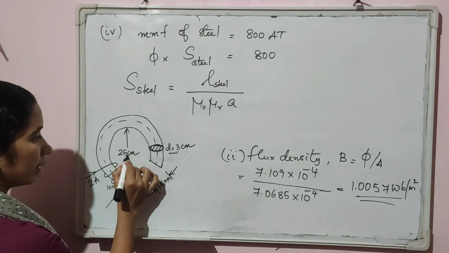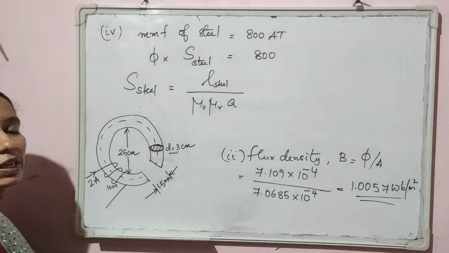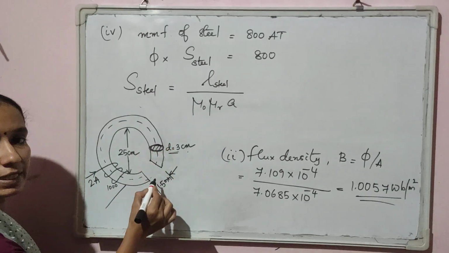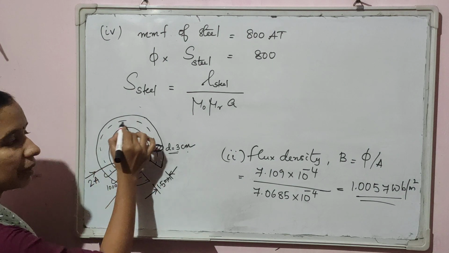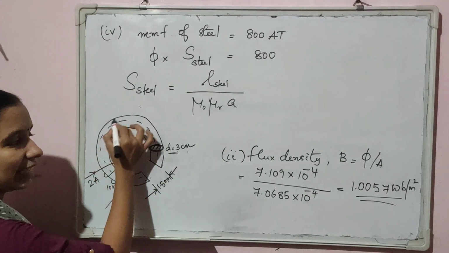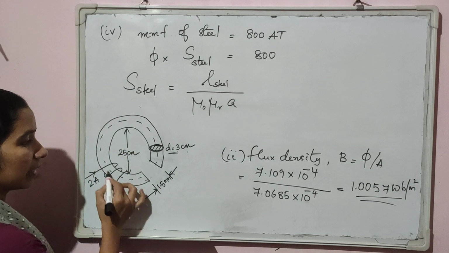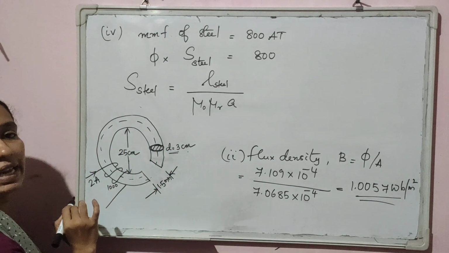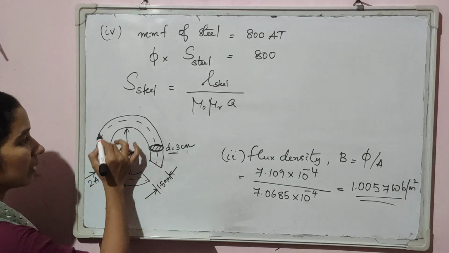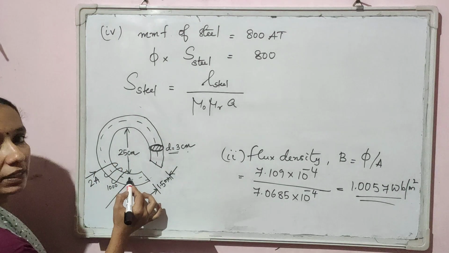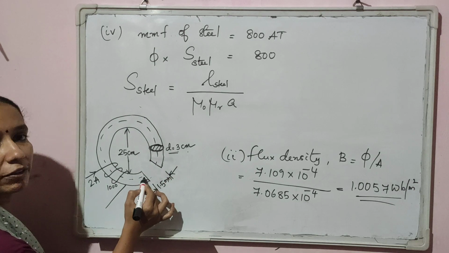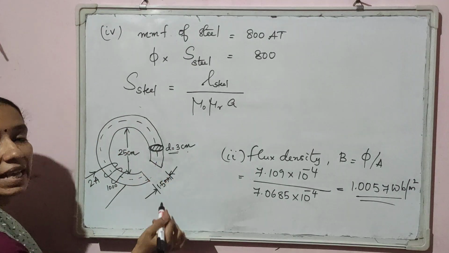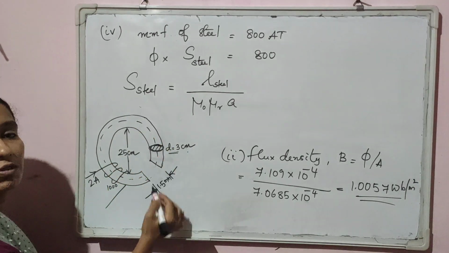So here the diameter of this ring is given as 25 centimeter. So total length of the ring is the perimeter. The perimeter of this ring will give us the length of steel plus the length of air gap. So perimeter means the circumference, the total length, that is length of steel plus length of air gap. So the perimeter minus the length of air gap will give us the length of steel.